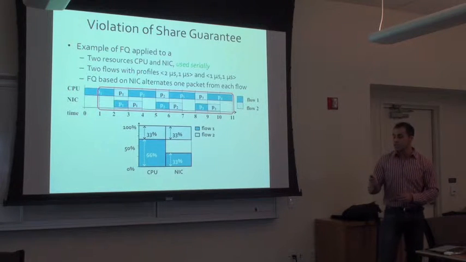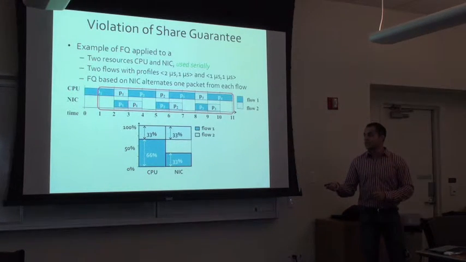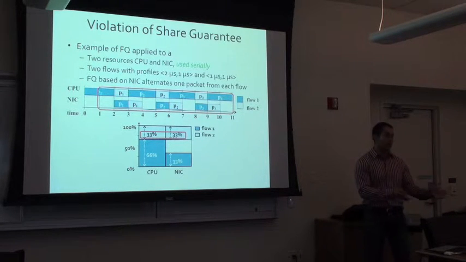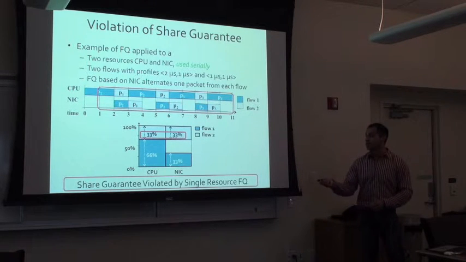So if you look at the allocation that you're getting here, you're seeing that the CPU is 100% used, and the NIC is used 66% of the time. But in particular, if you focus on the second flow, it's only getting 33% of these two resources. Because we're ignoring how much it's getting on the first resource and just applying it to the second resource, it actually got less than half of its 1/n fair share of both resources. So this actually violates the basic share guarantee property.